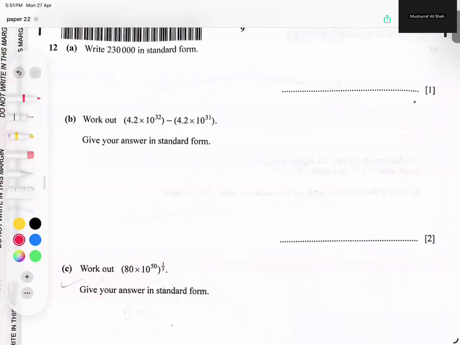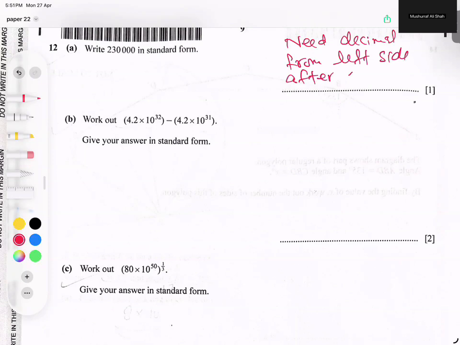Question number 12, and write this in standard form. Standard form means basically, what is the rule? We need the decimal after the first non-zero digit, from the left side. It means the decimal should be placed after 2.